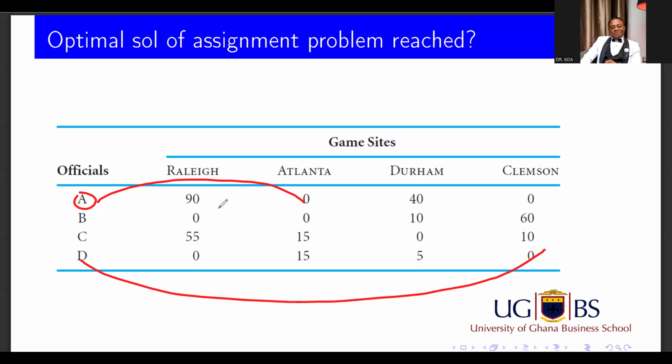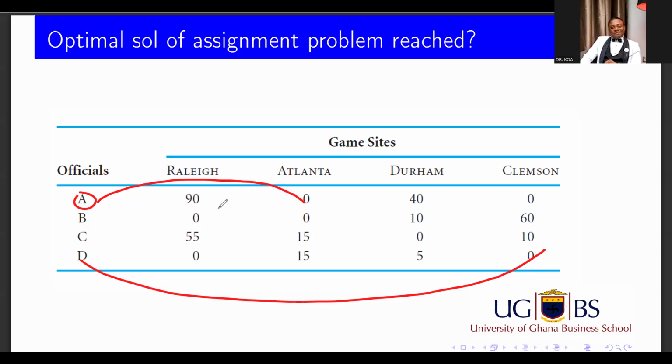Okay, so where would what go? Okay, so for me, I would have made A, Clemson, B will go to the Atlanta, C can go to the Durham, and then the D can go to the Raleigh. So it will be 1-1. Okay. And they'll all be zeros.